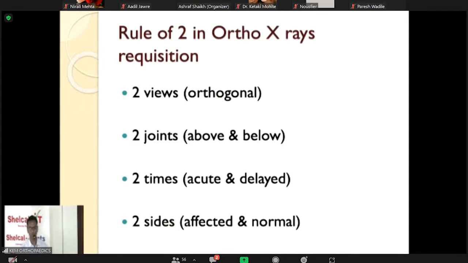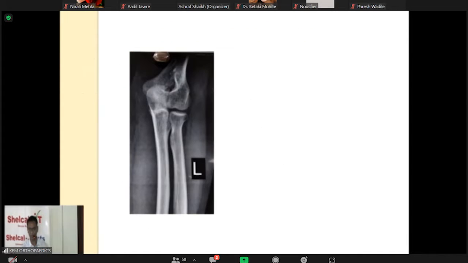We always take two views, orthogonal, two joints above and below, two times X-rays, acute and delayed. I'll come to that. And sometimes we also ask for an X-ray of the opposite limb, especially tomorrow when we cover the pediatric population. Many times we ask for X-rays of the opposite side as well for comparison.